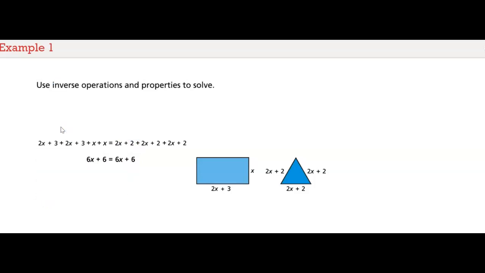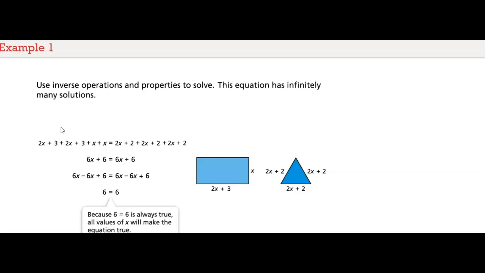Now use inverse operations and properties to solve. Subtract 6 times x from both sides. Then simplify. So 6 is equal to 6. And because 6 equals 6 is always true, all values of x will make the equation true. This equation has infinitely many solutions.